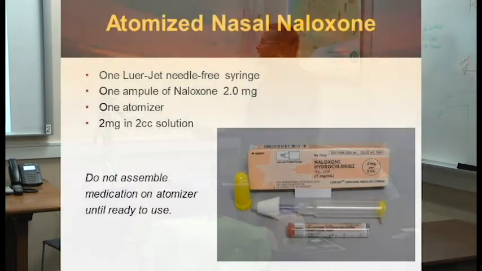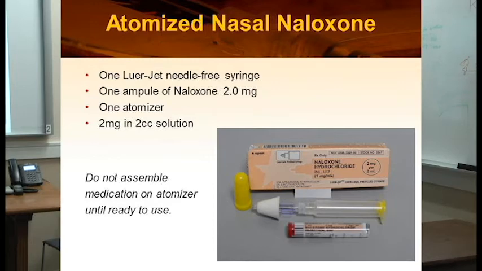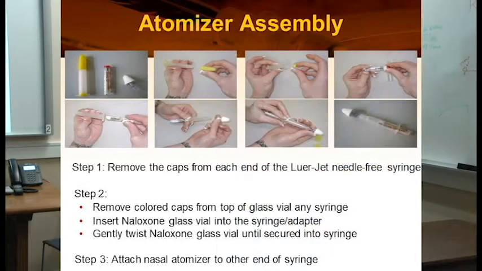Atomized nasal NarCan is another variant. This is meant to go up the nose. Again, going to any mucous membrane. So this is going to be 2 milligram per 2 cc's. So there's 2 cc's of fluid, 2 milligrams total in 2 cc's. So what you do after you assemble, which I'll show you the steps on this, it's a little bit more complicated, more time consuming. So the way I'd best describe this is take off the colored caps.